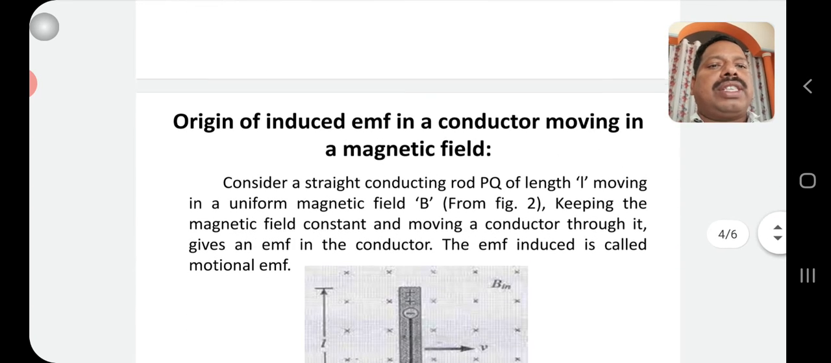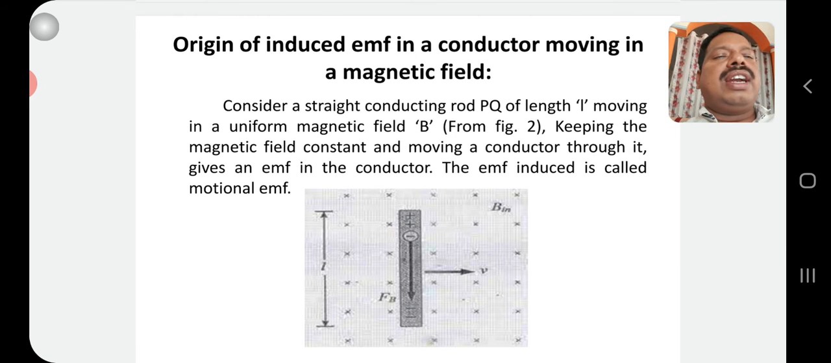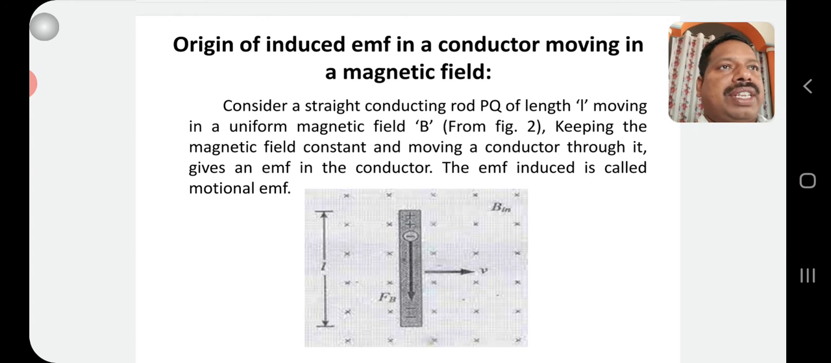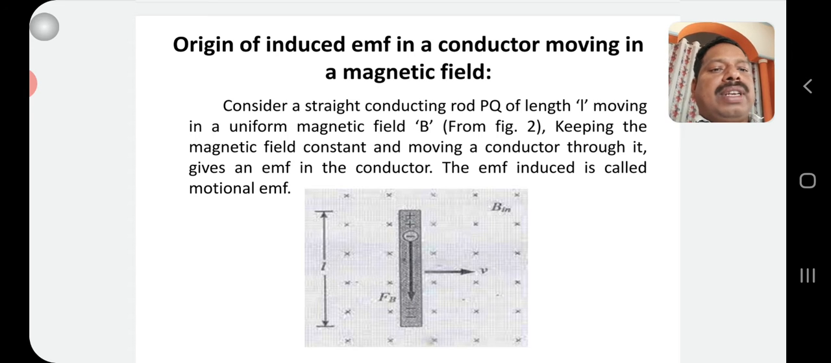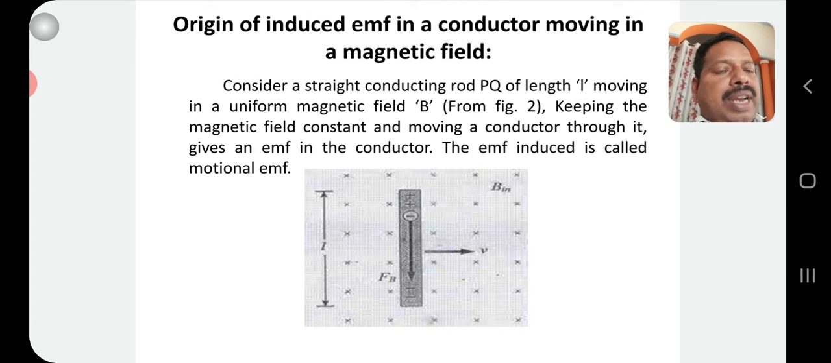Now we are going to discuss the origin of induced EMF in a conductor moving in a magnetic field region. For that, let's consider a straight conductor, or conducting rod, say PQ of length L. In figure 2, there is a conductor whose length is taken as L, placed in a magnetic field such that the direction of the magnetic field is perpendicular to the length of the current carrying conductor. That is represented by the cross marks.